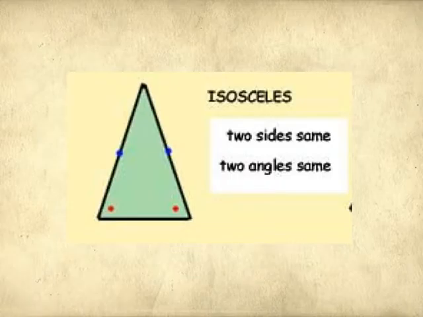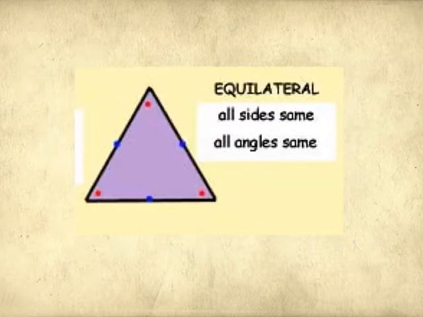An isosceles triangle has two sides that are the same and two angles that are the same. So you can see that this third side and this third angle are different, but these two match and these two match. So that's isosceles. And an equilateral triangle has that root word equal in it again. All the sides are the same and all the angles are the same.